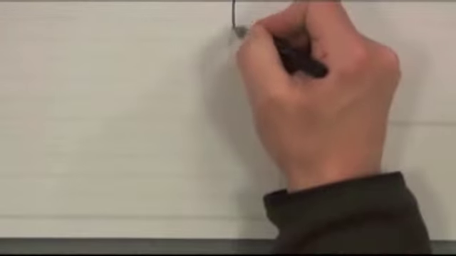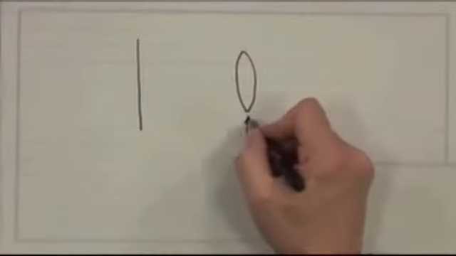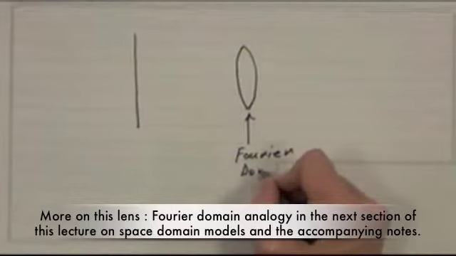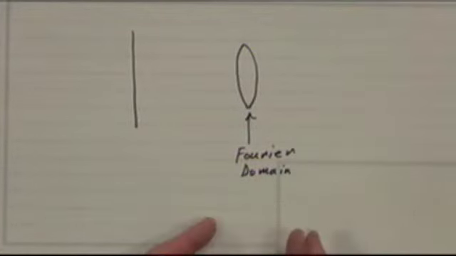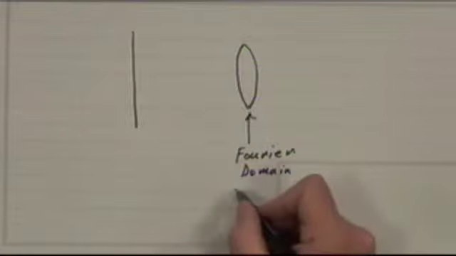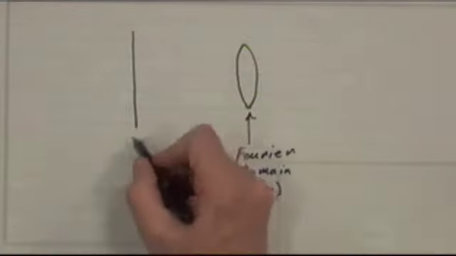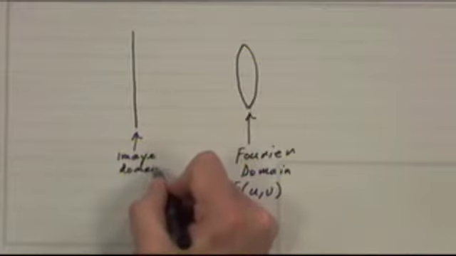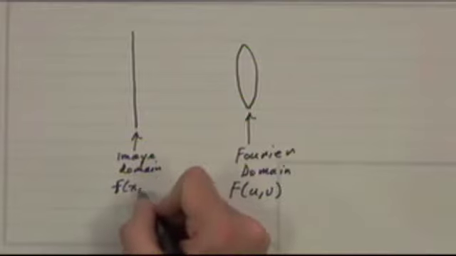Why is that? Well, it turns out that this is the lens, okay? And this is the image, okay? This is the Fourier domain. I can't derive the equations for this, but they're actually not that complicated. So you can think of this as f of uv, and this is the space domain. This is the image domain, and this will be f of xy.